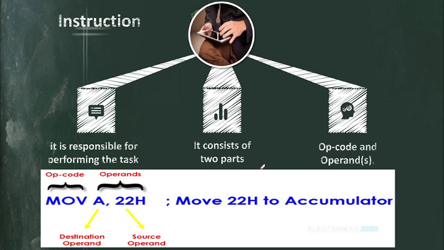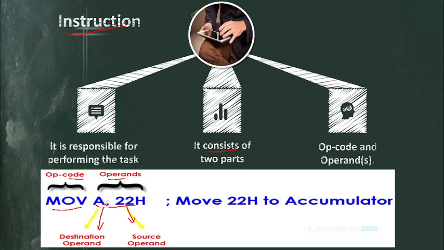Now before moving to the programs, let us see what an instruction is. An instruction has major concepts, that is opcode and operands. These are the theory points I have written. It is responsible for performing the task, and it consists of 2 important parts: one is the opcode and the other is the operands. So in this instruction we are splitting it into 2 parts, opcode and operands. Opcode is nothing but operational code. MOV is an opcode, whereas A, 22 are the operands, and these operands are split into 2. This is called the destination operand, whereas this is the source operand.